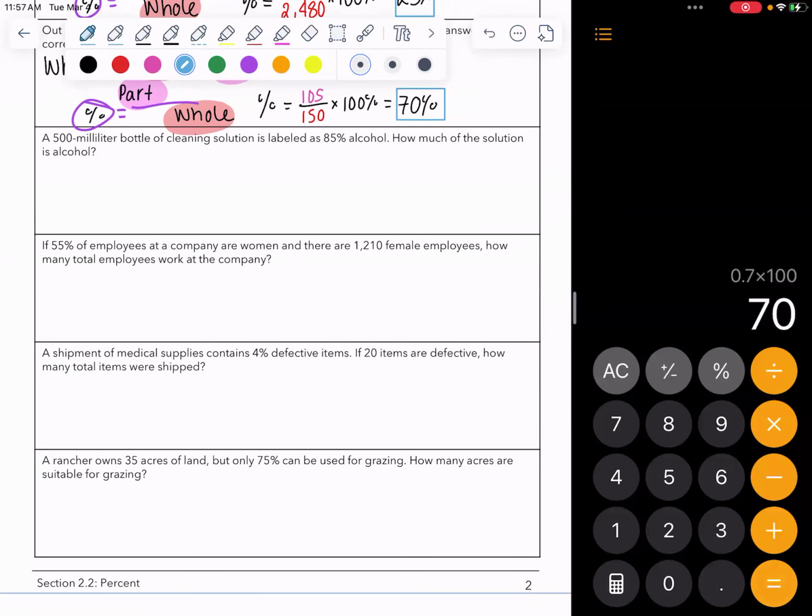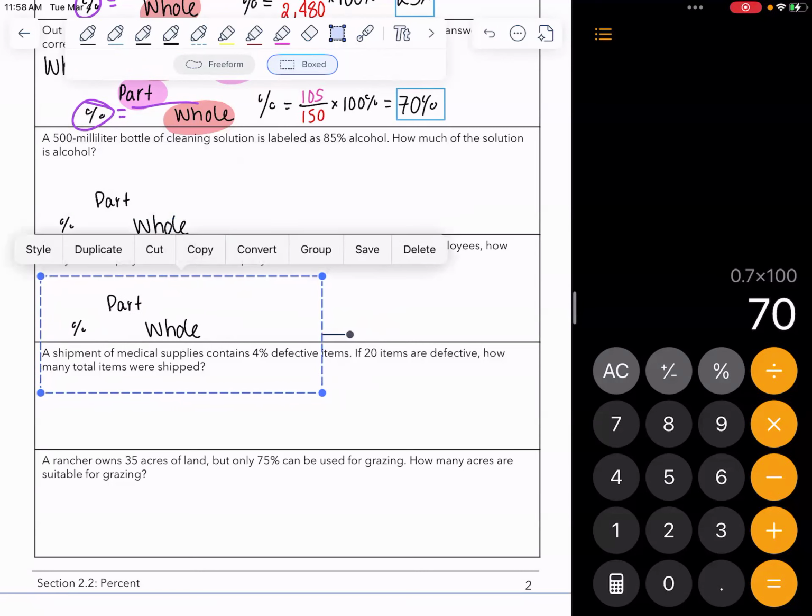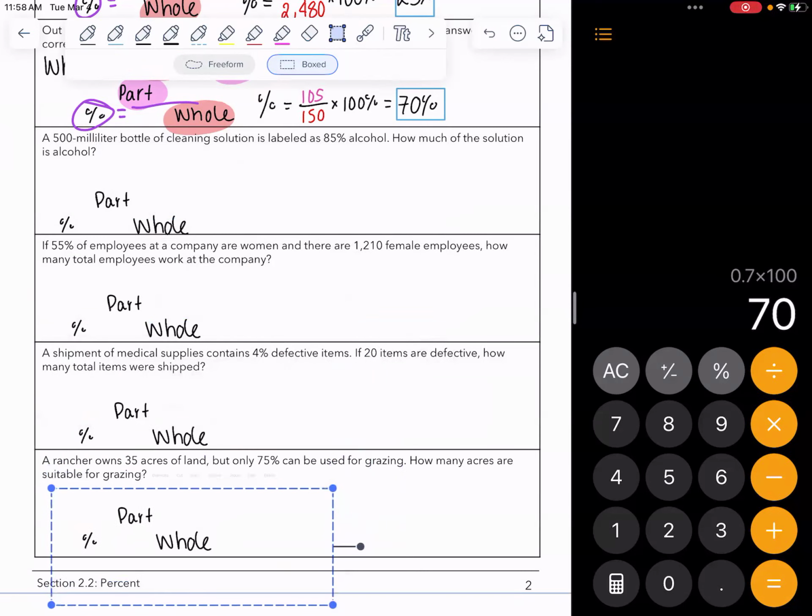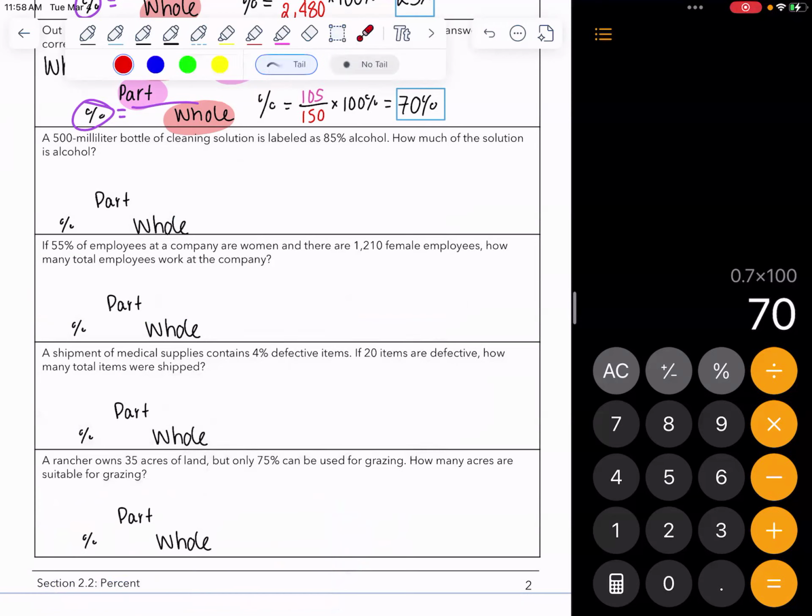A 500 milliliter bottle of cleaning solution is labeled as 85% alcohol. How much of the solution is alcohol? All right. So again, I'm going to set up my part, percent, whole. And in fact, I'm lazy and I'm going to copy this for each of the remaining problems. So we have a 500 milliliter bottle of solution. It is 85% alcohol. So how much of this bottle is alcohol? If 85% of the 500 milliliter bottle is alcohol, we're asking what is 85% of 500 milliliters?